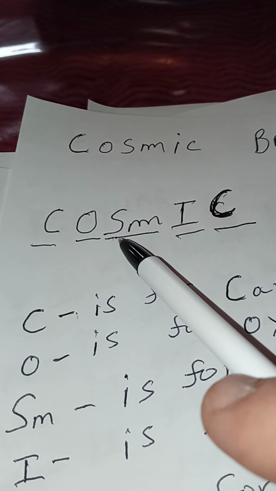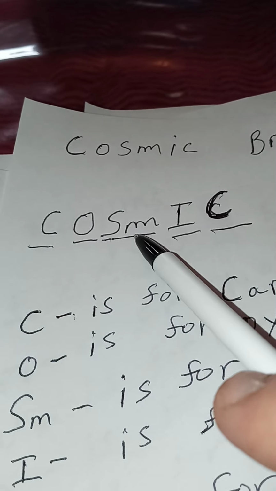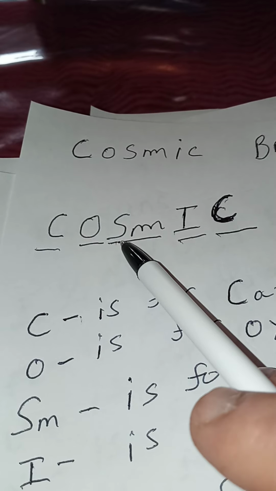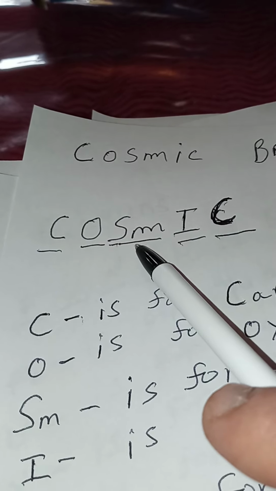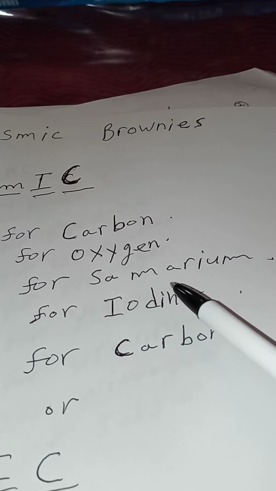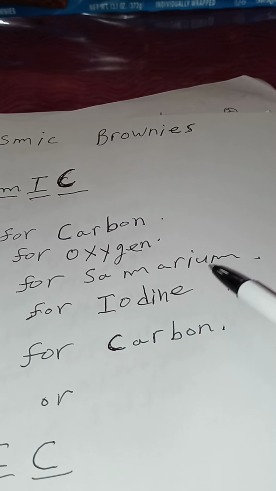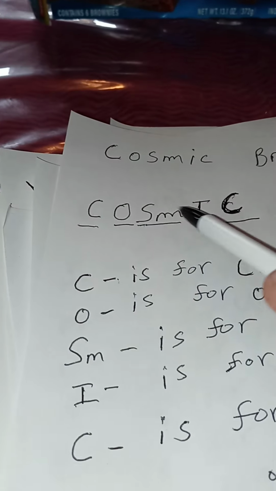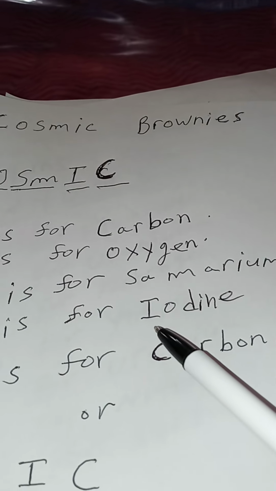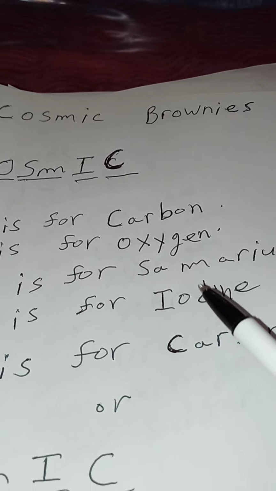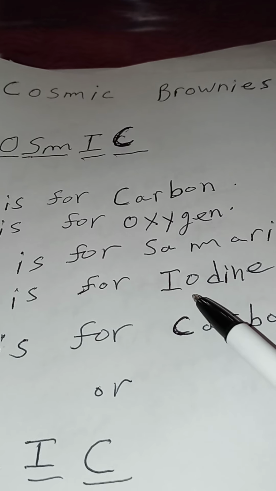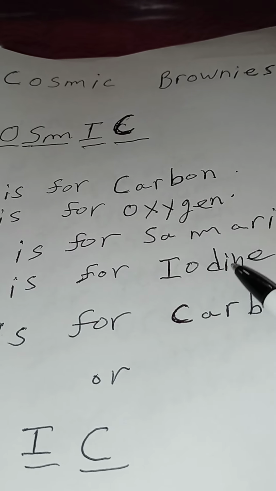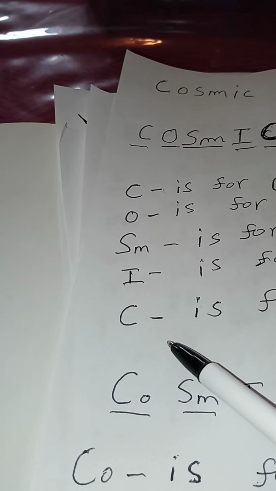The first letter is capitalized, and the second letter is a lowercase letter. So we have a capital S and a small m, which is the chemical symbol for the element's name of samarium, capital S-A-M-A-R-I-U-M. Okay? Then we got capital I for iodine. The chemical symbol for iodine is I, and the element name of iodine is capital I-O-D-I-N-E. Then we got the C, capital C, which is carbon.